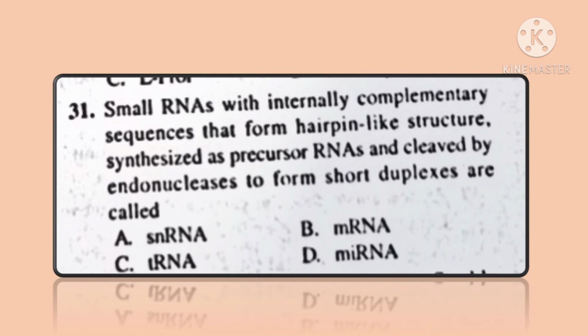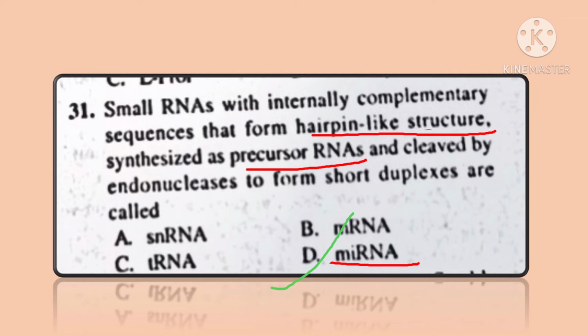Small RNAs with internally complementary sequences that form hairpin-like structures, synthesized as precursor RNAs and cleaved by endonucleases to form short duplexes, are called: option A, snRNA; option B, mRNA; option C, tRNA; and option D, miRNA. So the correct answer is miRNA.